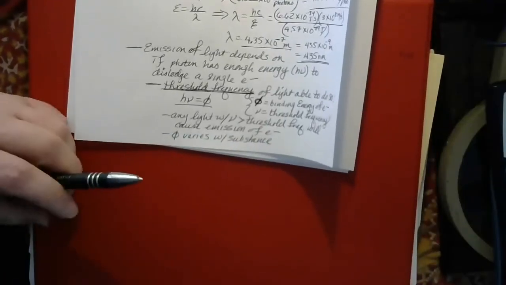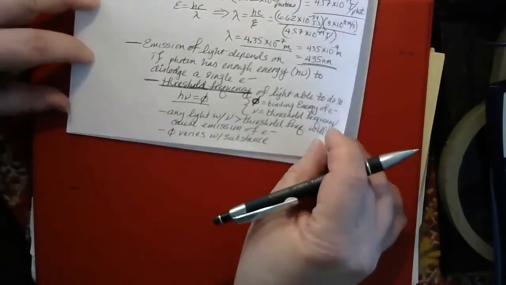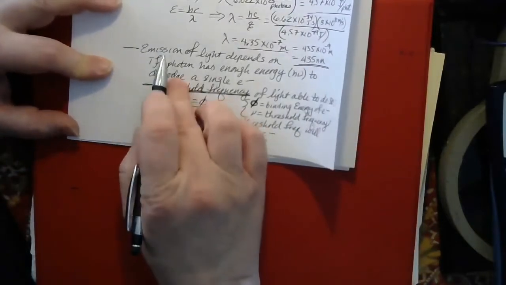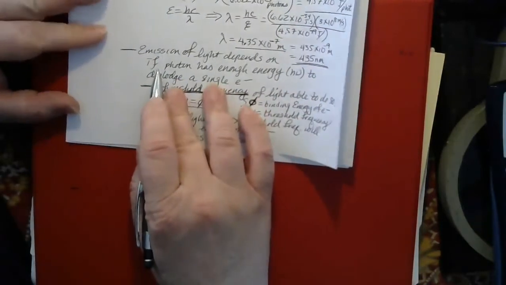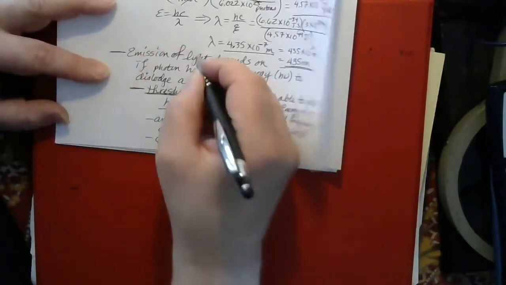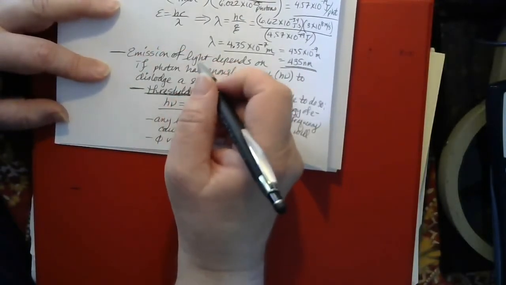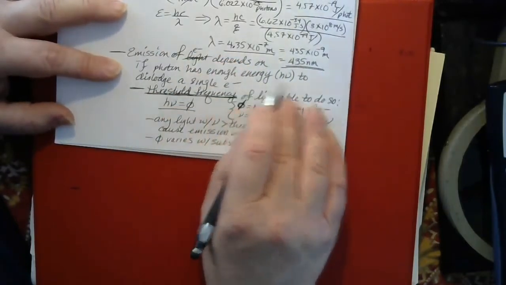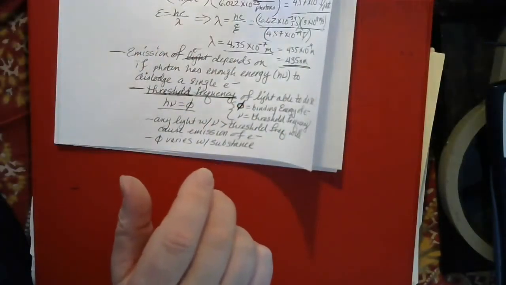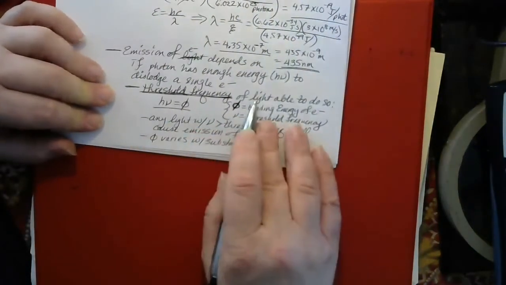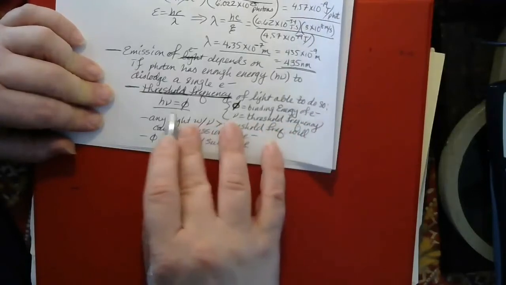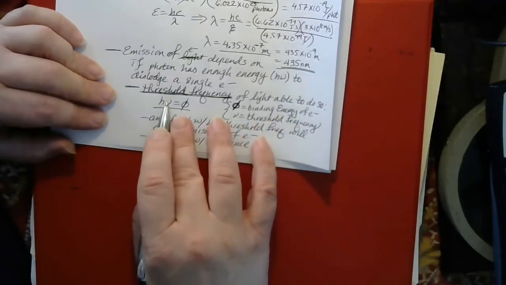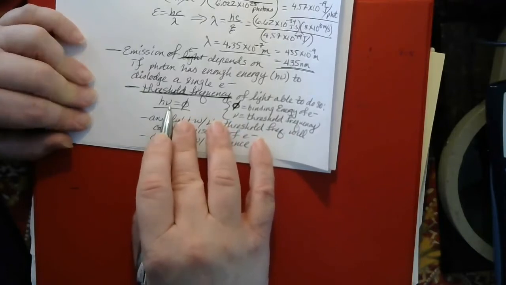Okay, so where we left off, we were saying that the emission of electrons depends on whether the photon has enough energy to dislodge a single electron. And for this, we have what's called the threshold frequency of light. The threshold frequency is given by h nu, with nu being the threshold frequency.